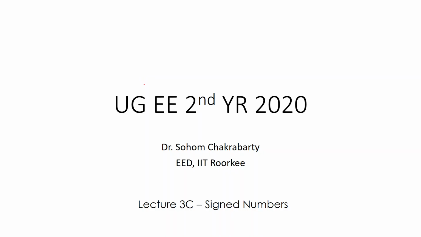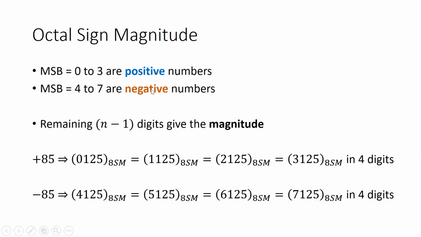In this lecture, we are going to look into the complement representations and the sign magnitude and the complement representations in other number systems apart from binary, like the octal, hexadecimal, as well as the decimal. So let us go ahead straight into it. So the octal sign magnitude.